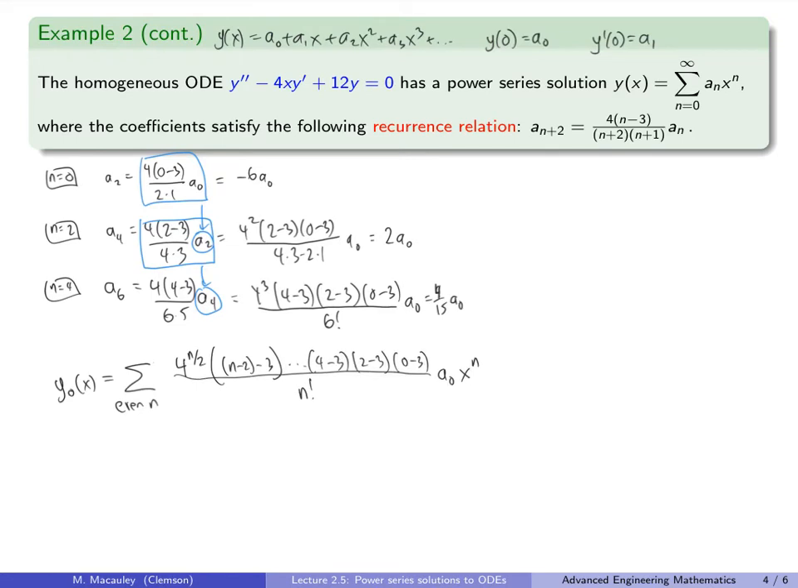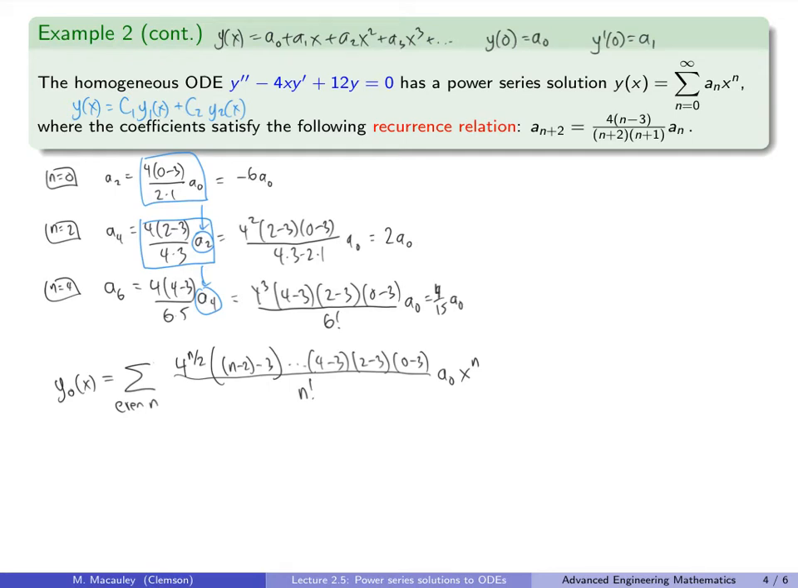So this is a solution. Now usually we write general solutions to second order ODEs as c1 y1 of x plus c2 y2 of x. So what I could do is take this a naught, pull it out of the sum, and call it c1 if I wanted to, or c naught. And then what I'm left with is an actual explicit function as a power series.